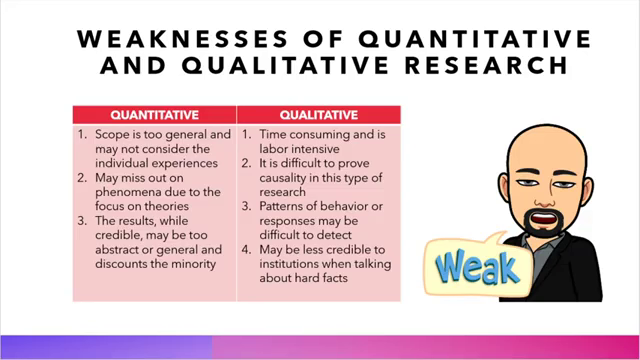Okay, so next, the results, while credible, may be too abstract or general and discount the minority. Again, this points to weakness number one. Because the scope is too general, the minority might be discounted because we're dealing with statistics here. And in most cases, the majority will always win.